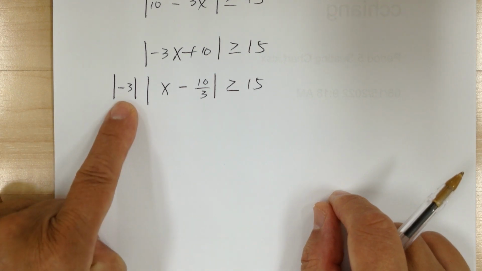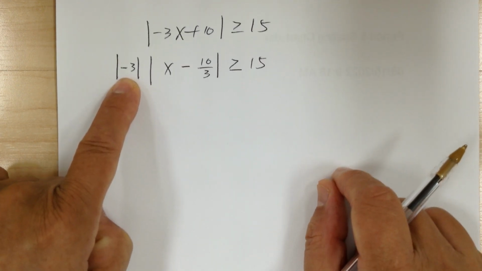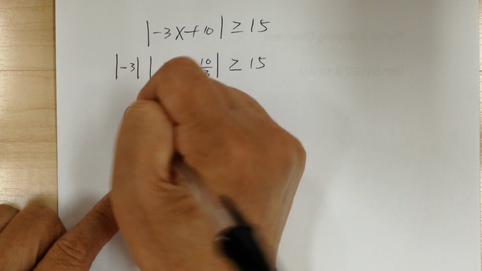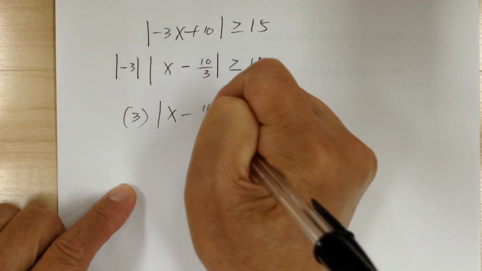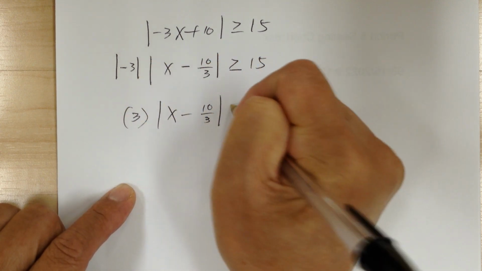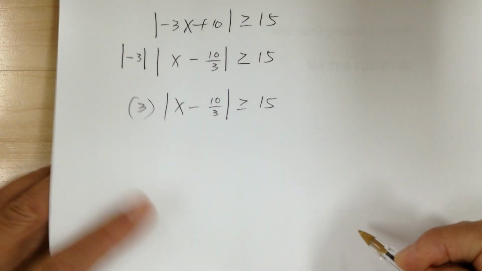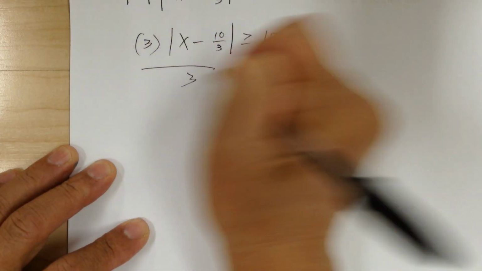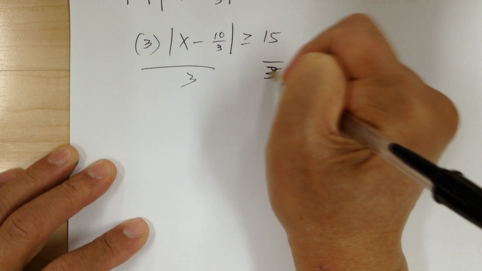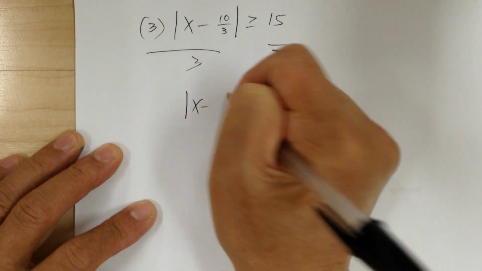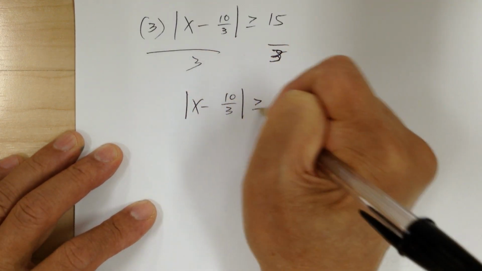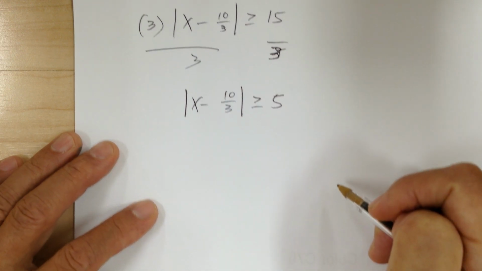Your next step is you have to take the absolute value of that, so this becomes 3 times the absolute value of x minus 10 over 3 is greater than or equal to 15. Then you have to divide by 3 on both sides. So you got the absolute value of x minus 10 over 3 is greater than or equal to 5.